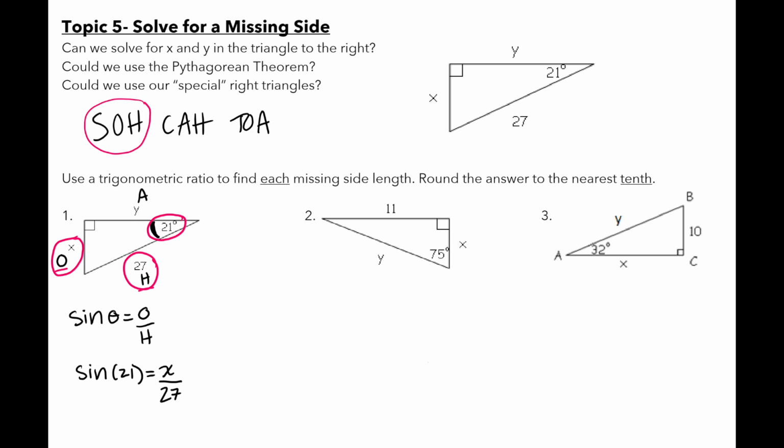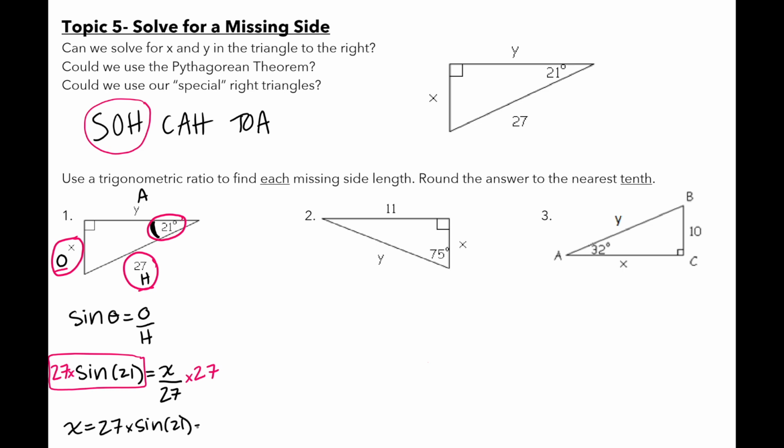This is like a normal equation that we just need to solve for x. And right now, 27 is bothering x. It is dividing x, and I need to get rid of 27. So I'm going to multiply by 27 on both sides. Now this is where you need your calculator, and you would type this in: 27 times sine of 21, because that is what x equals.